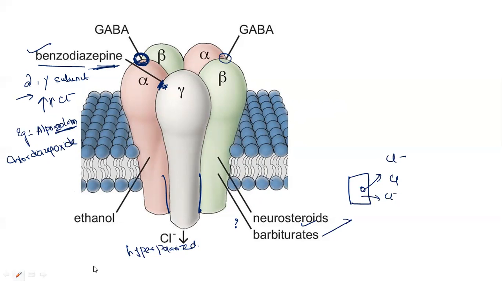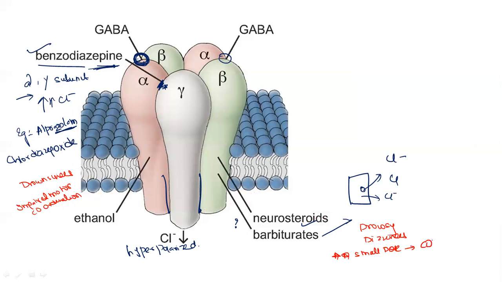I will use a different color for side effects. Okay. So, the side effects are drowsiness and impaired motor coordination, and you'll feel dizzy over here. Okay. Now, for barbiturates also you would feel drowsy. You can see dizziness. You can see sleepiness. But the main important thing is that a small dose can also lead to coma.